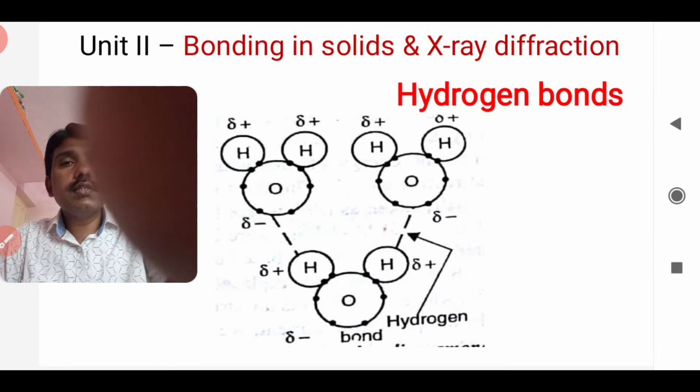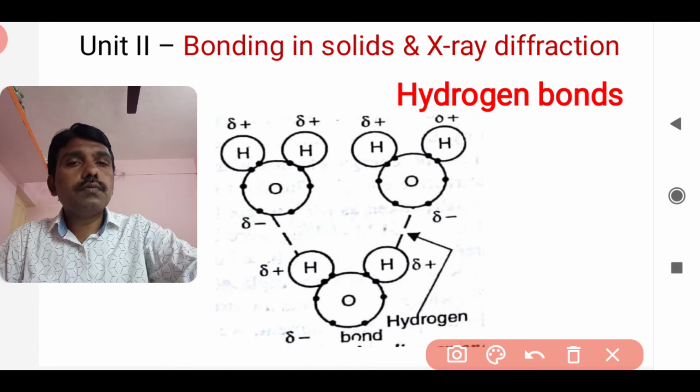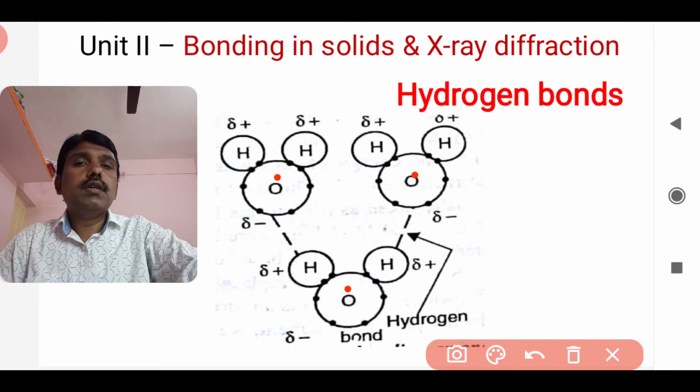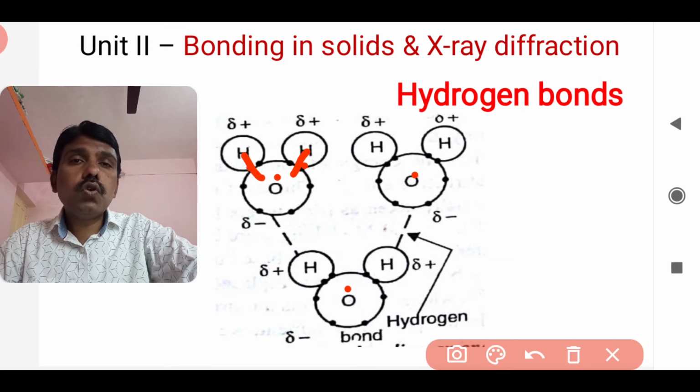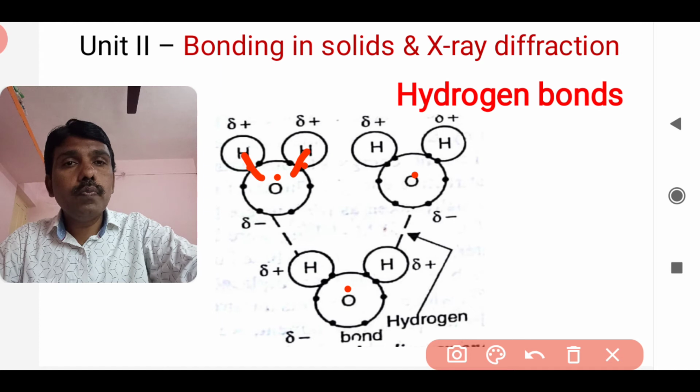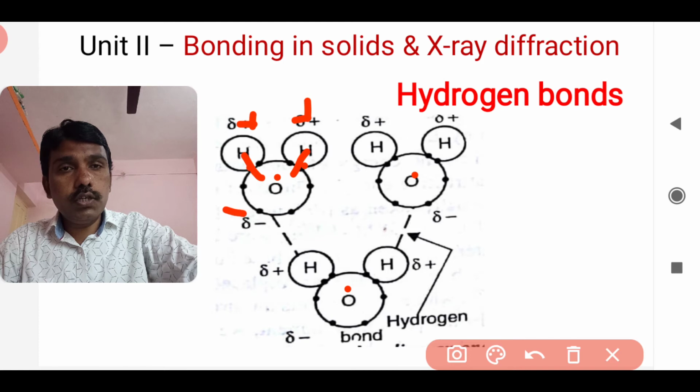In this diagram, this is one H2O, this is another H2O, and this is another H2O. Look at the covalent bond within each H2O: the two H atoms share electrons with the oxygen, so two covalent bonds are formed, and they are strongly bonded with each other. But here, as I already told you, this H becomes electropositive and this O becomes electronegative.